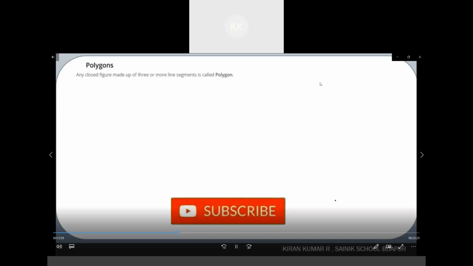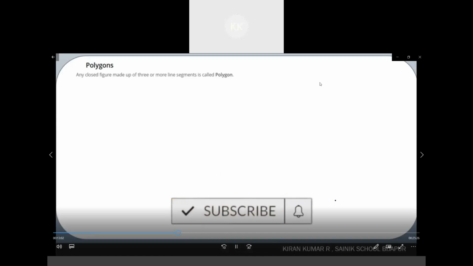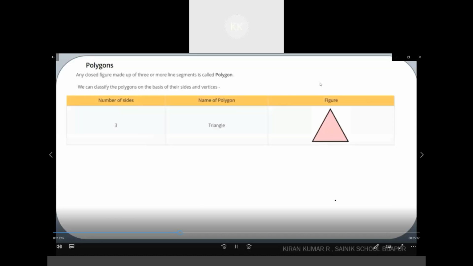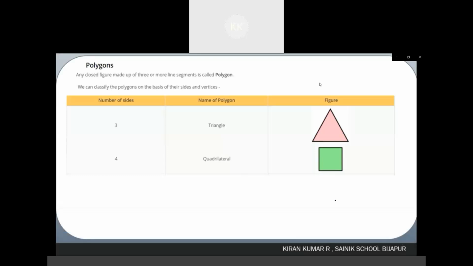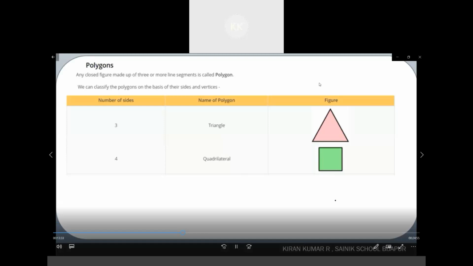In general, what is polygon? Polygon is a closed figure made up of 3 or more than 3 line segments. We classify the polygons on the basis of their sides and the vertices. Look at this. If the number of sides is 3, we get a triangle. If the number of sides is 4, we get a quadrilateral. And in quadrilateral we have seen different figures. Here I have considered only square.